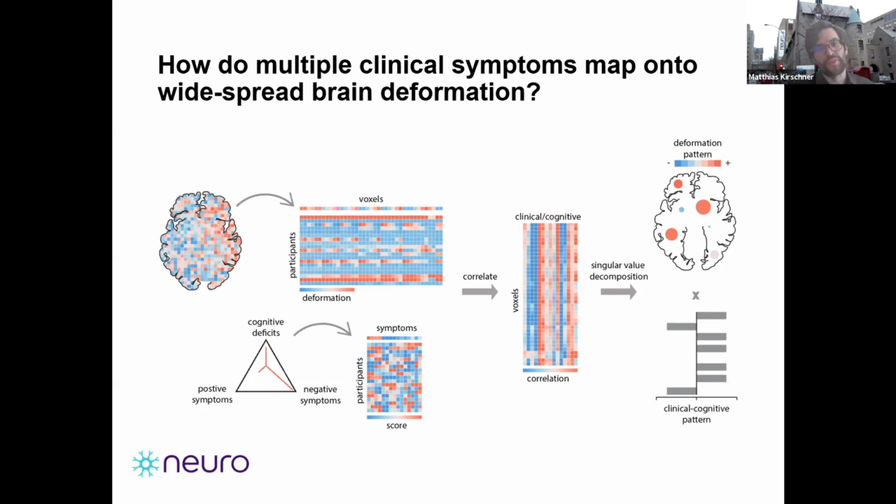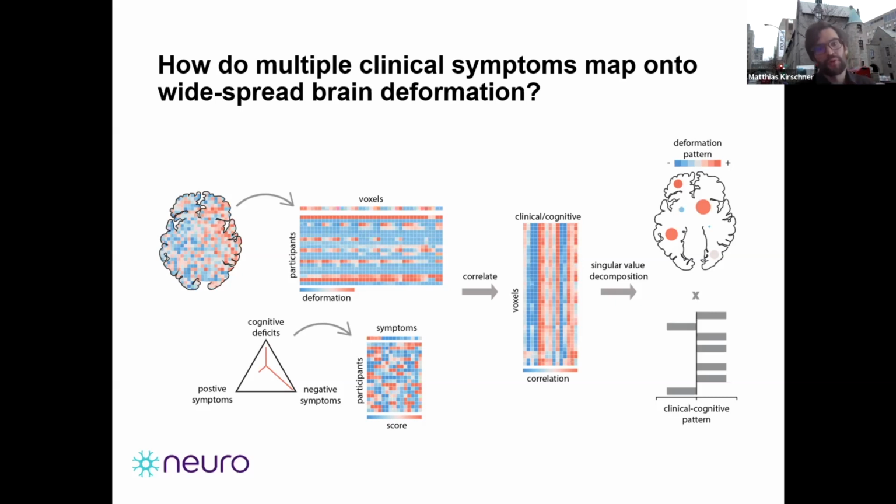To do so, we used a multivariate analysis approach. We used partial least squares, which works in the way that it relates two different sets or matrices of data, in our case neuroimaging data on the one side and clinical and demographic data on the other side, and tries to identify latent combined variables between these two sets of data.